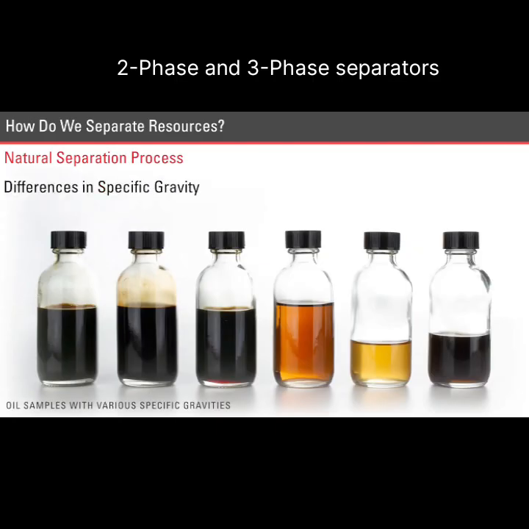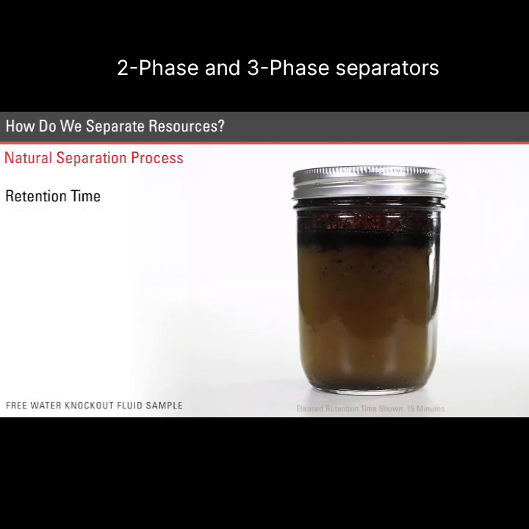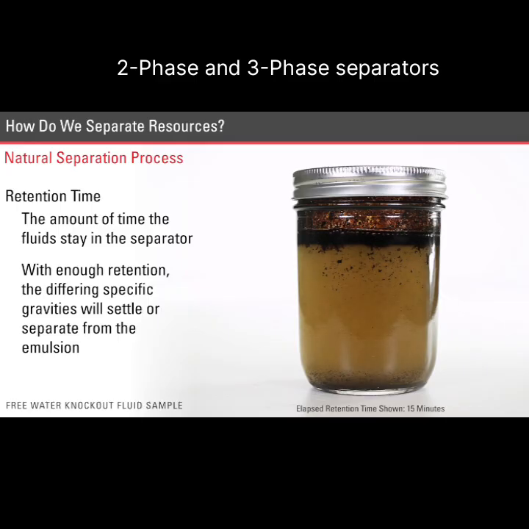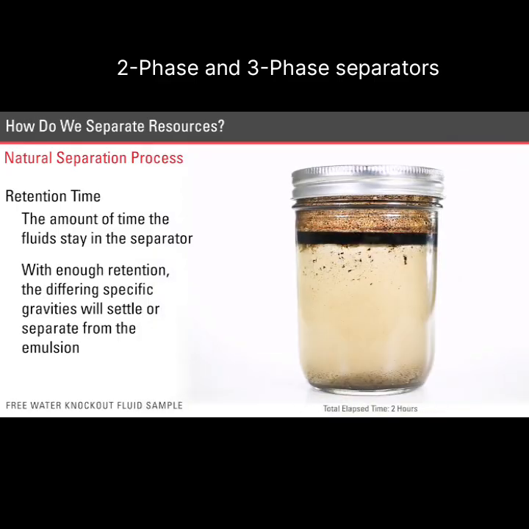Often, the differences in specific gravity of a resource are all that is needed to facilitate separation, but they need enough time and a steady state to do so. Retention time is a big factor in the separation process. Retention is the amount of time that a fluid stays in the separator. With enough retention, the different specific gravities will settle or separate from the emulsion.